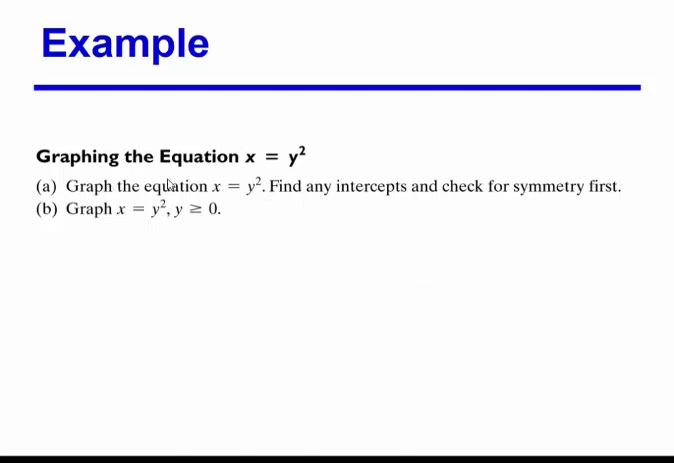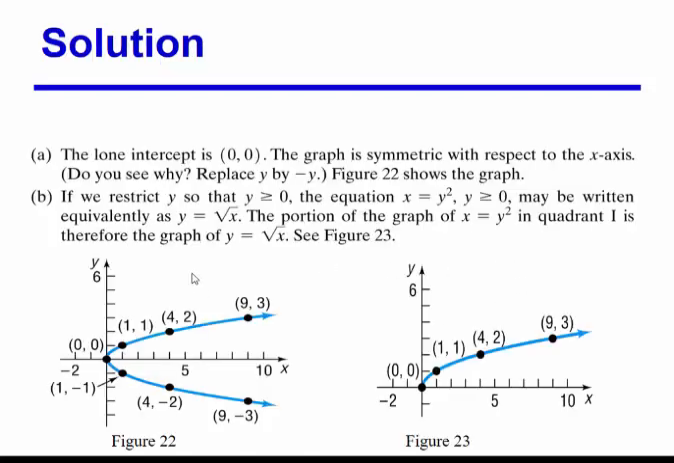Here's another example. We have the equation x is equal to y squared. We're going to graph x is equal to y squared. We're going to find any intercepts and check for symmetry. So we're going to graph x is equal to y squared when y is greater than or equal to 0. So the lone intercept again is 0, 0. The graph is symmetric with respect to the x-axis.